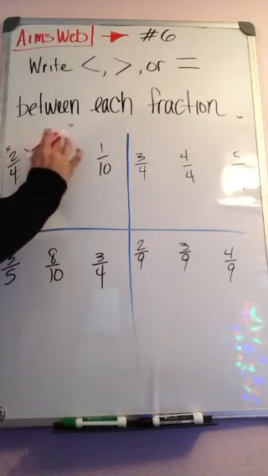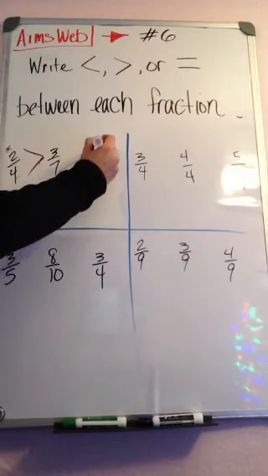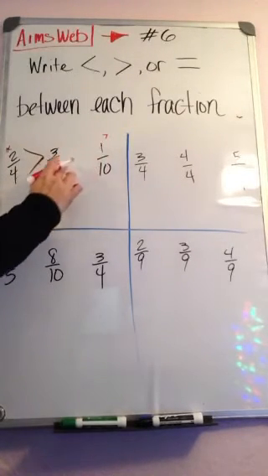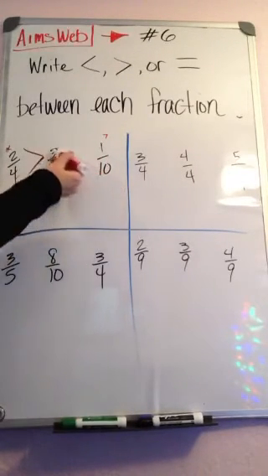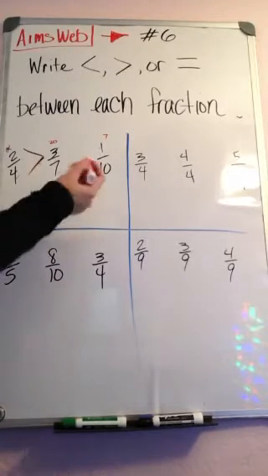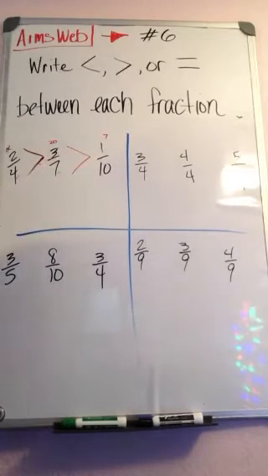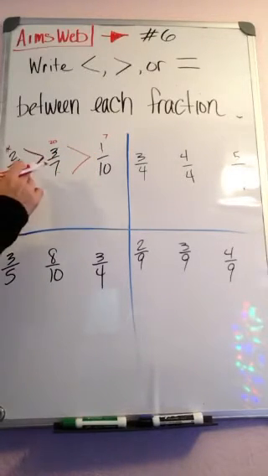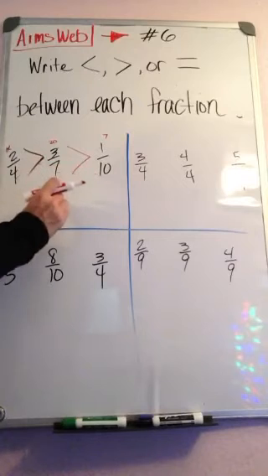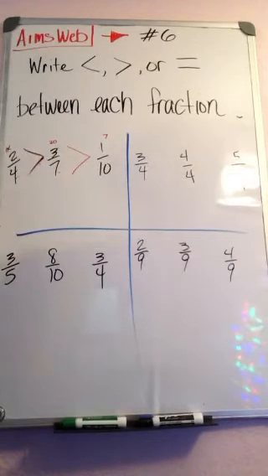Now I have to get rid of my number in the middle, because now I'm comparing these two. 7 times 1 is 7. Upward motion. 10 times 3 is 30. So who won? 30 or 7? 30 did. So once again, the alligator, or Pac-Man, or the proper name, the inequality, is showing that 3 sevenths is greater than 1/10.